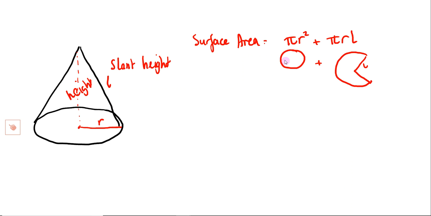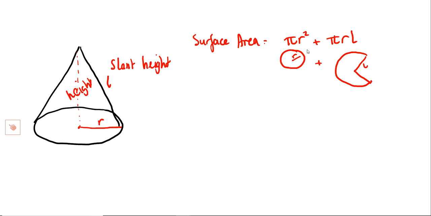Wait, so is the Pac-Man thing the net? Yes, this is the net of a cone. All right. What does this r relate to? Which radius? Which circle? The small one. The small one. Good. Okay.